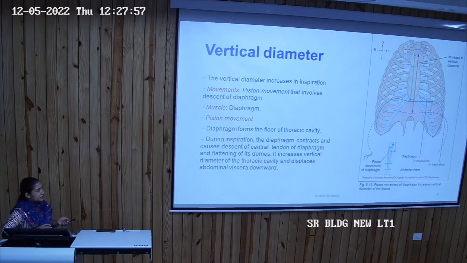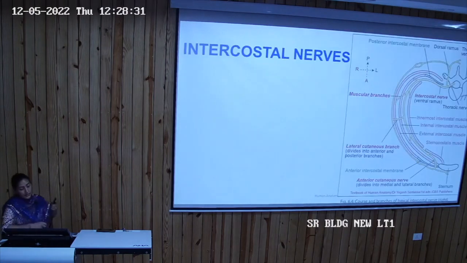The diaphragm is located such that it forms the domes, the right dome and the left dome. So these domes will be flattened, which will increase the thoracic cavity, as the diaphragm is moving downwards. That is called the piston movement. So piston movement for the vertical diameter, bucket handle movement for the transverse diameter, and pump handle movement for the anteroposterior diameter.